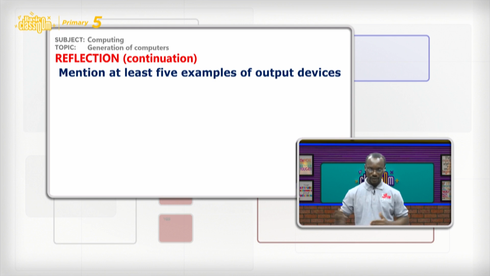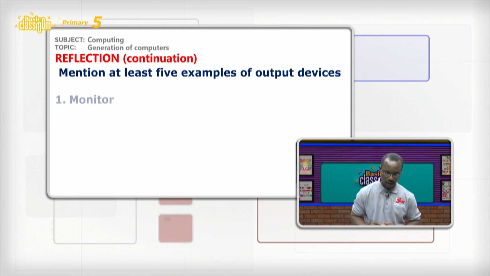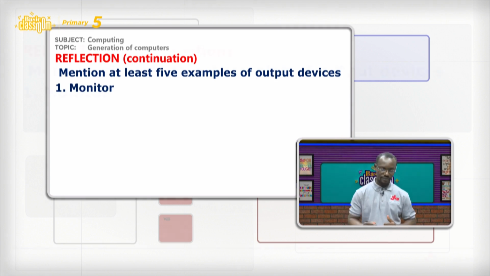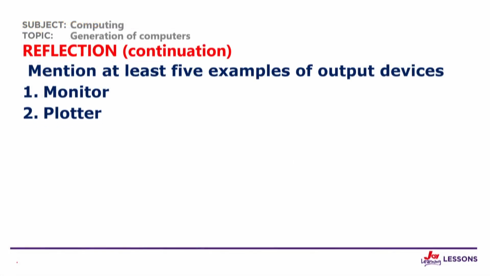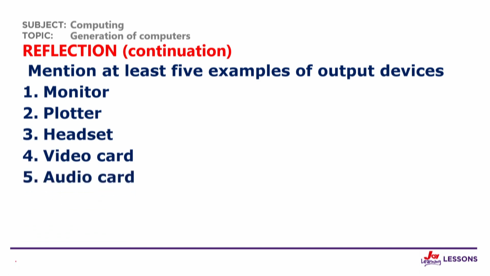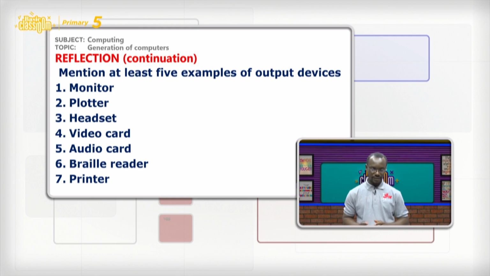Right, so let's compare what we have written. So now, 1, we have monitor. Then 2, we have plotter. 3, we have headset. 4, we have video card. 5, we have audio card. Then 6, we have braille reader. Then we have printer. Right. I hope you were able to get these answers correct. Right. So we are done with our reflection.